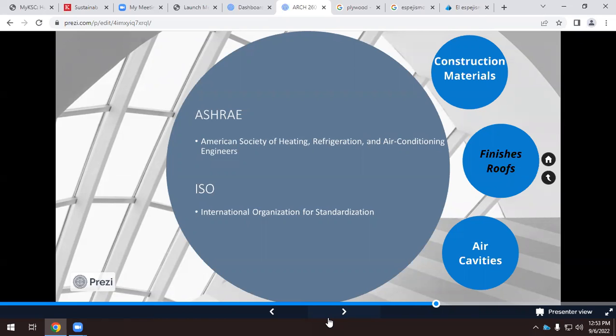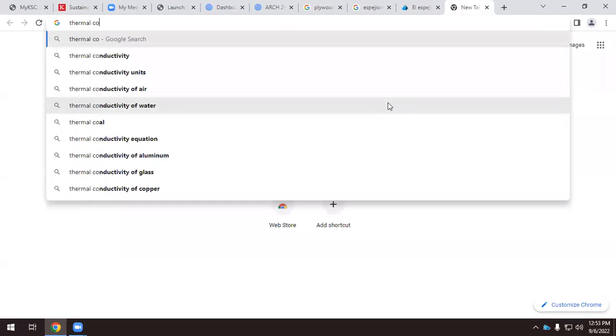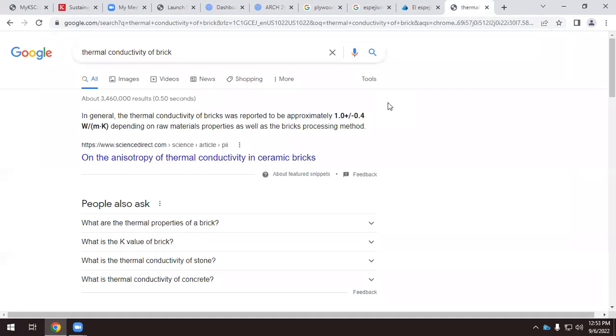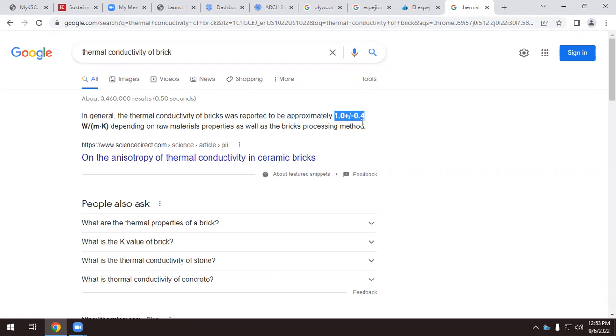Those are certifications. If we read this document, we can take for granted that those values are true. So don't look up on the internet. Can we find the thermal conductivity of a brick on the internet? It's reported to be 1 plus or minus 0.4, so it can be from 0.6 to 1.4. This is the thermal conductivity of bricks.